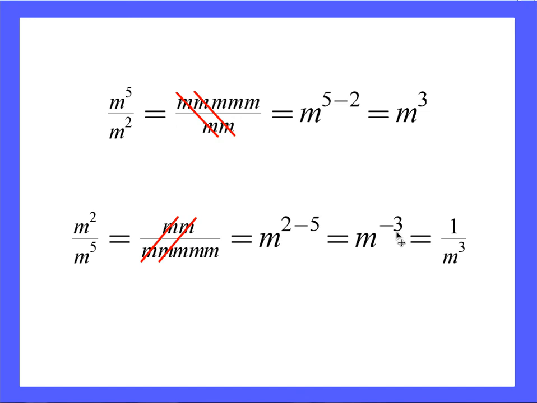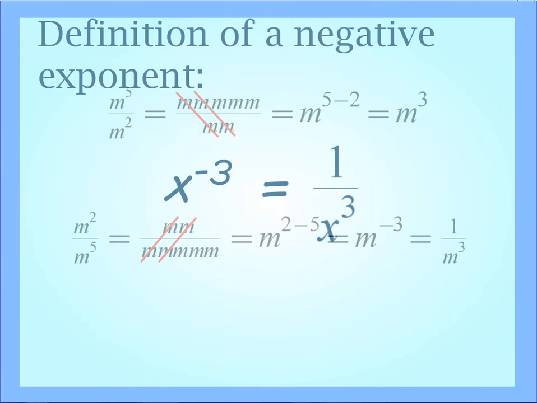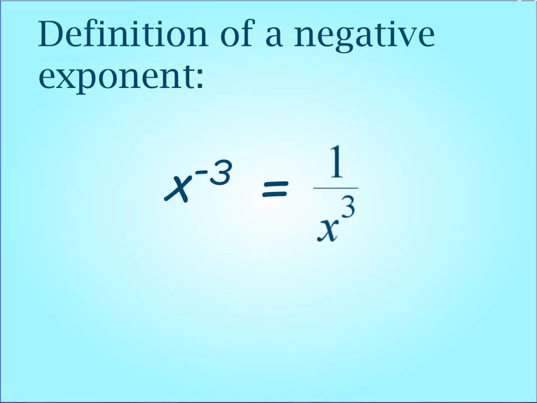M to the -3rd power is what I get when I subtract, but 1 over m to the third is what I get when I reduce. Well, the definition of a negative exponent is exactly that. If I have x to a negative exponent, like x to the -3rd, I can make that a reciprocal. I can reciprocal that fraction, and when I bring that x to the -3rd to the denominator, my exponent becomes positive or changes sign.